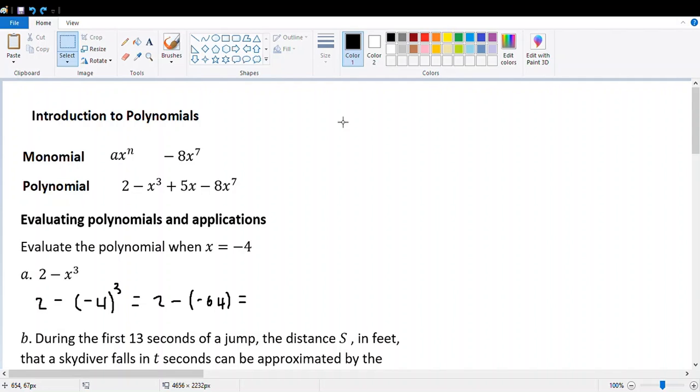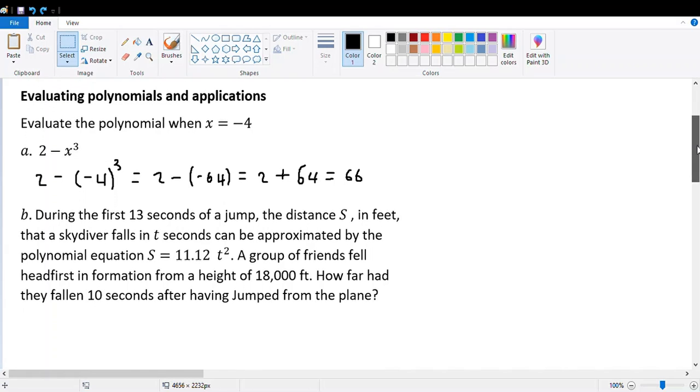Now we have double negative signs. Everybody knows that it's going to be 2 plus 64, and 2 plus 64 of course is 66. Now let's check example B, that is an application.